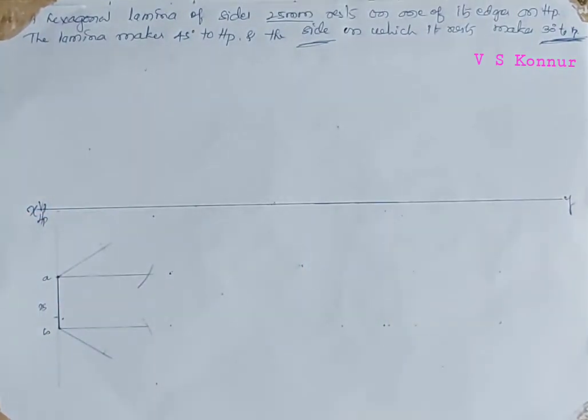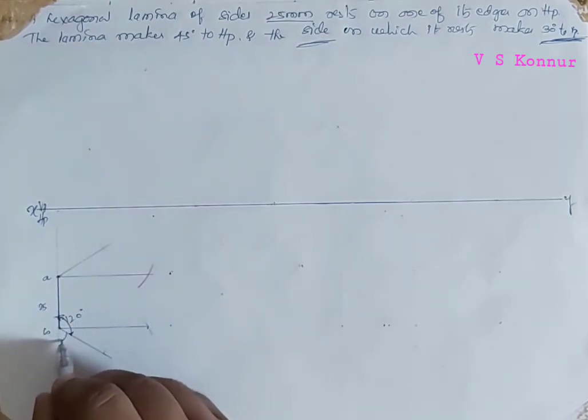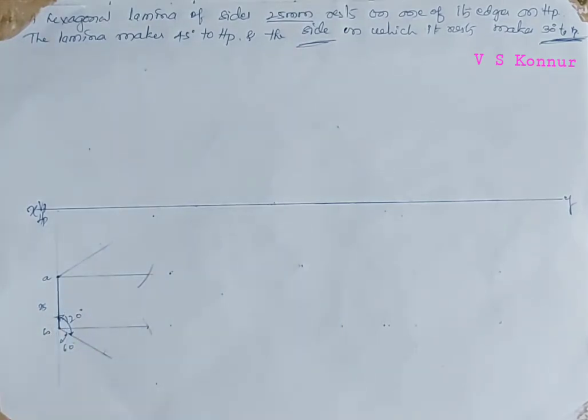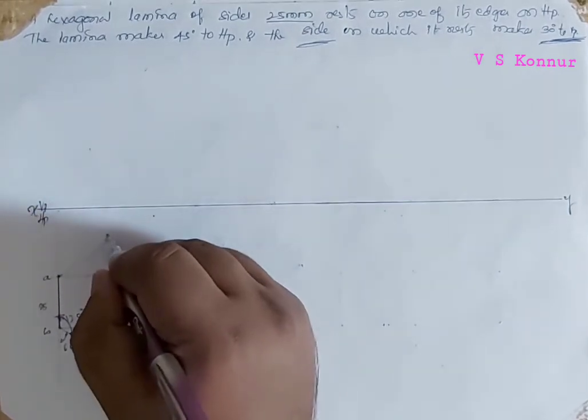That's why I have to take 90 degrees. From this point you have to take 90 degrees; from this point, if you cut, you will get another point. Because of that you have to take 90 degrees from both points. The inside angle is 120 degrees, the outside angle is 60 degrees, total 180 degrees. Now these points are called C, D, E and F.